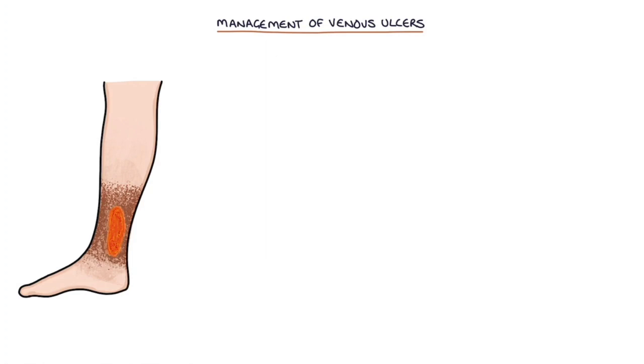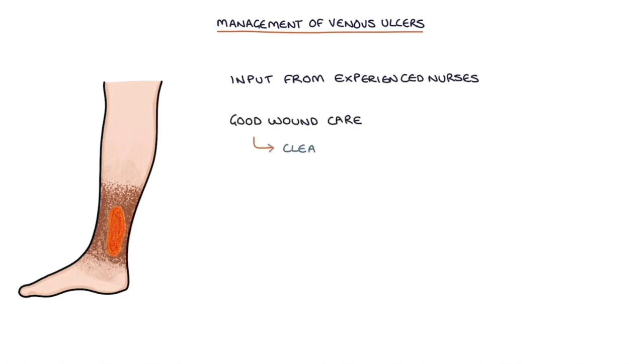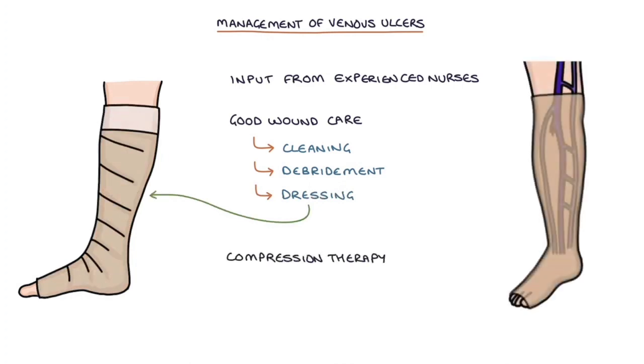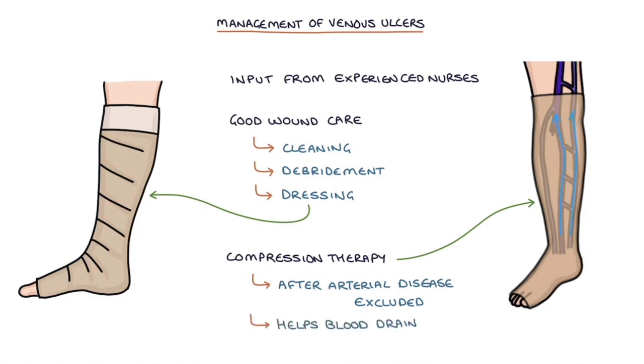Patients with venous ulcers require input from experienced nurses, such as district nurses or tissue viability nurses. Good wound care involves cleaning the wound, debridement, which involves removing the dead tissue, and dressing the wound. Compression therapy is used to treat venous ulcers after arterial disease has been excluded with an ABPI, or an ankle brachial pressure index, because you don't want to compress the leg if there's arterial disease as well as the venous disease. Compression therapy helps blood drain away from the leg and stops it from pooling in the leg, making the situation worse.